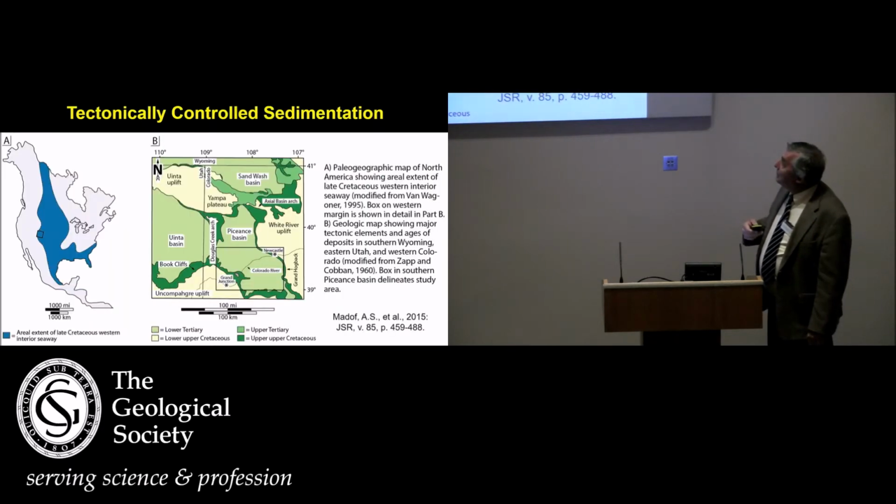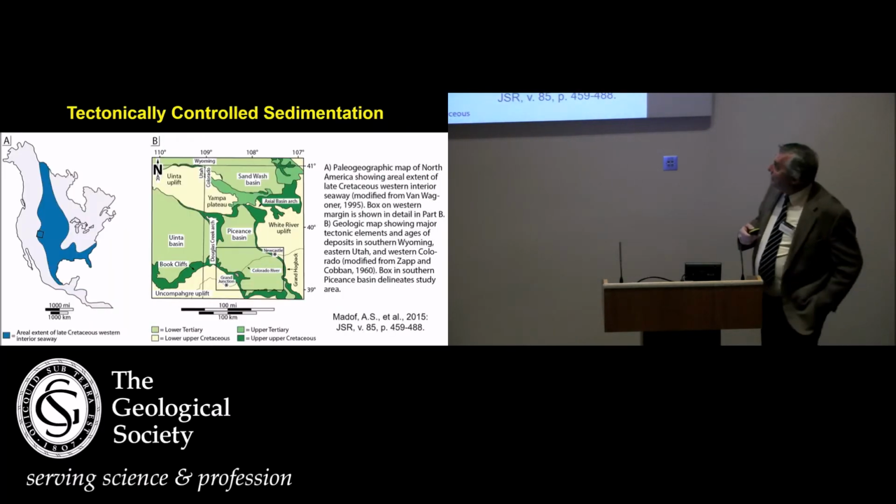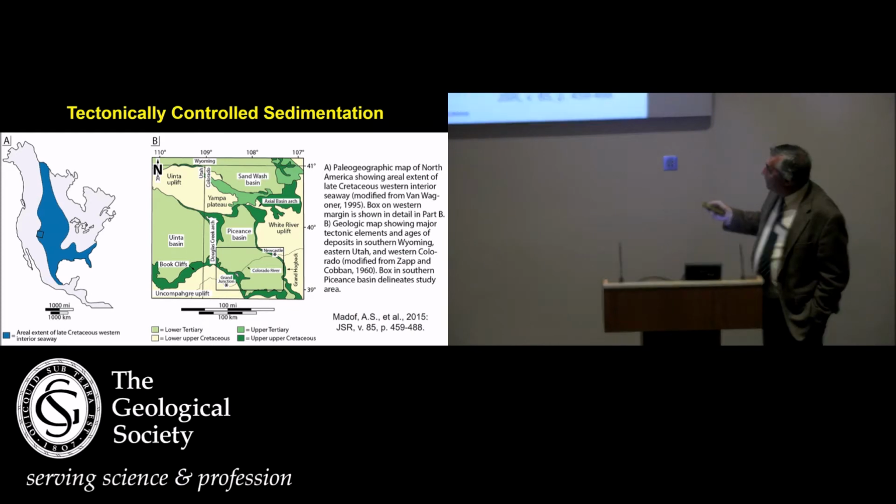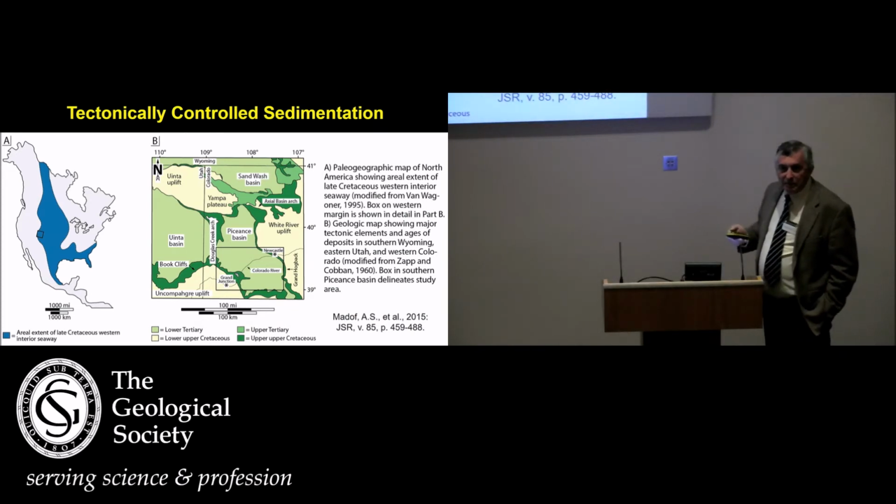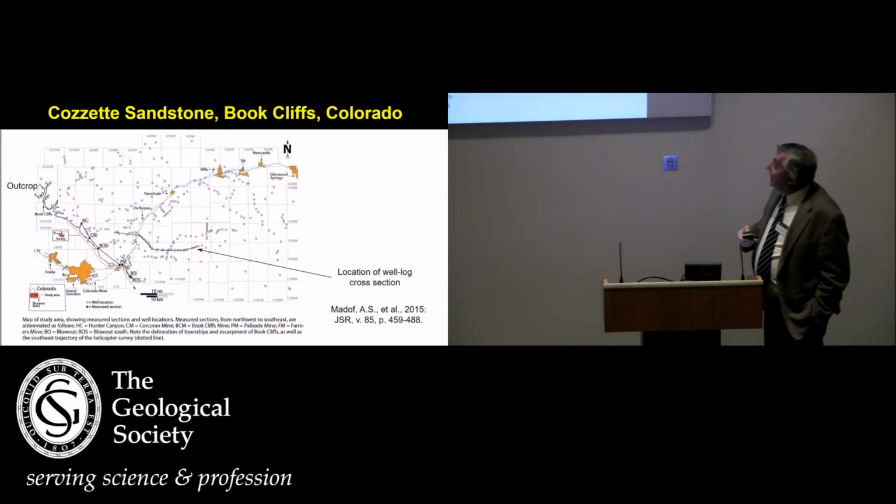All right, now what about higher resolution stuff? So this is the second part of the talk. This is part of Andrew Madoff's dissertation. Here's the interior seaway. It's all been folded. There's some broad folds here. There's an area in eastern Utah and western Colorado called the Book Cliffs, which has the most spectacular outcrops of sedimentary rocks. And they come along just in southwestern Colorado. They come along the cliffs here.